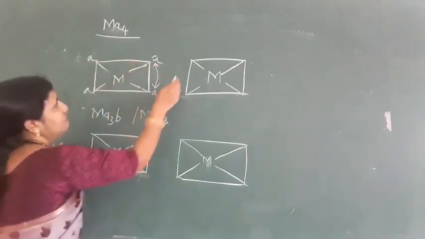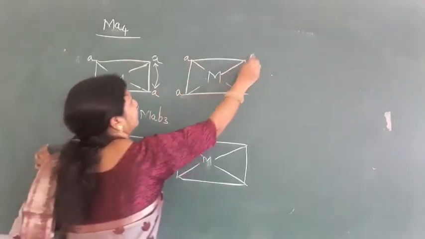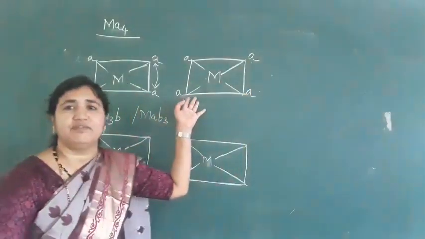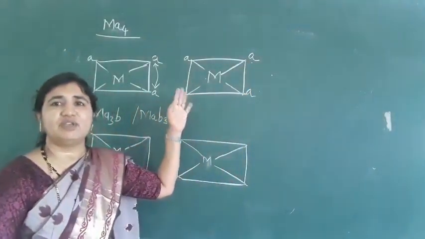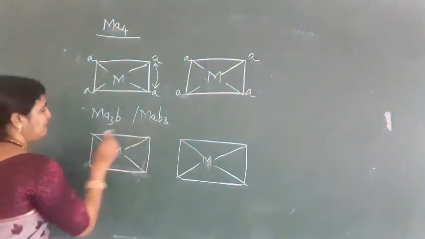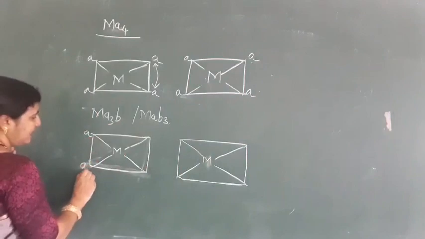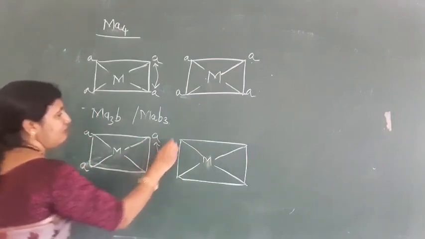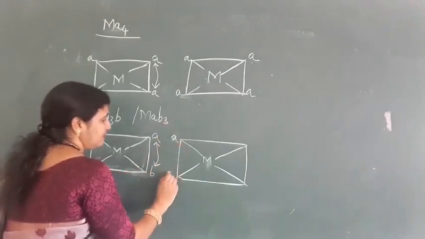So if we shift this one, what will we get here? We will get just A only. We are getting the same structure here. That's why geometrical isomerism does not take place. Similarly for the MA3B type, if you take AA here, and here A and here B, and if you change this one, what will we get here? This will remain the same.